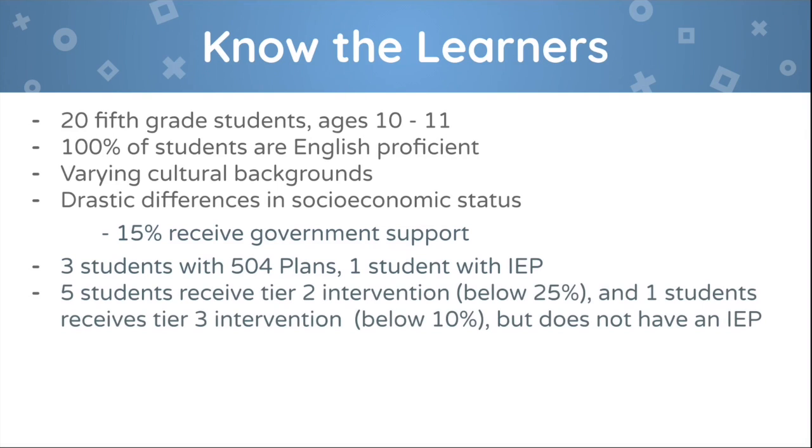5 students receive Tier 2 intervention, which is based on students being below the 25th percentile on MAP data. And 1 student receives Tier 3 intervention below the 10th percentile, but does not yet have an IEP.